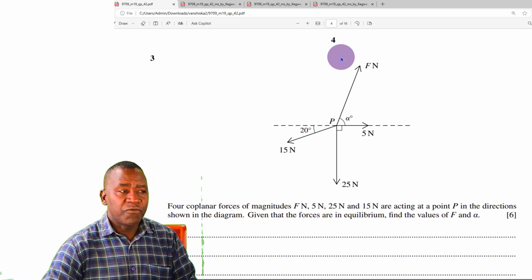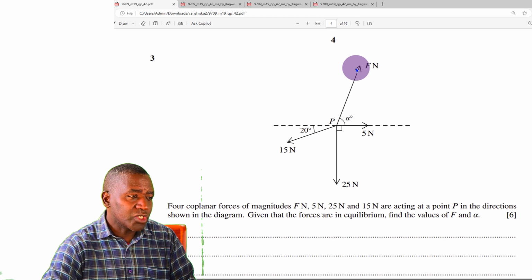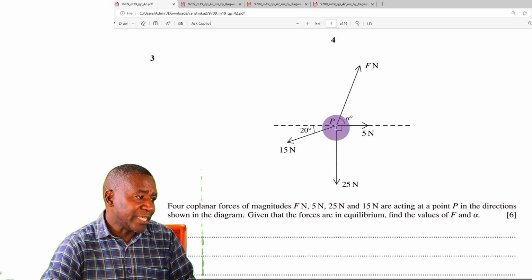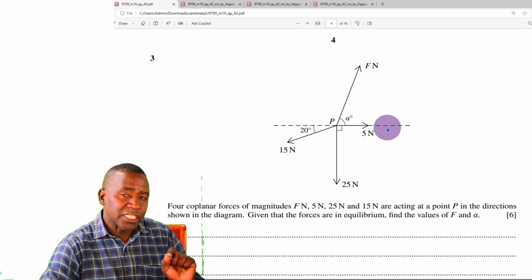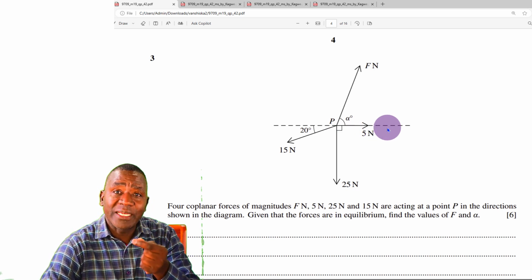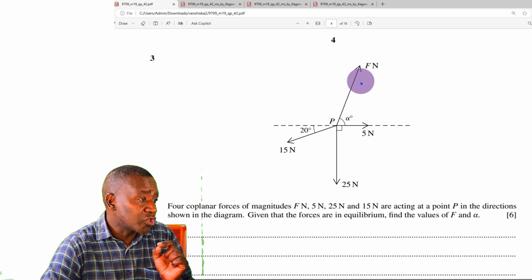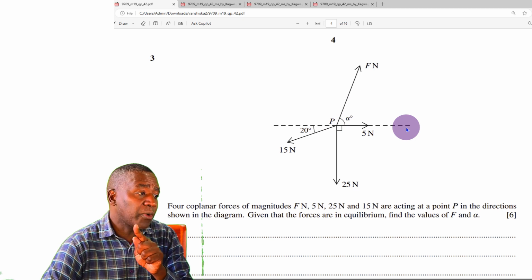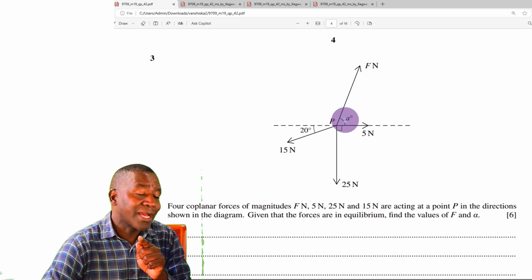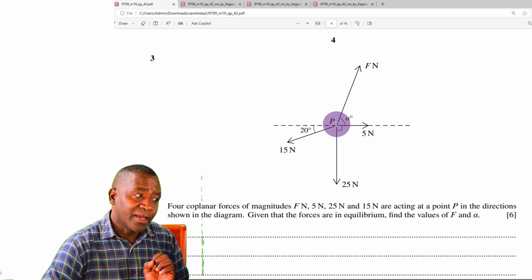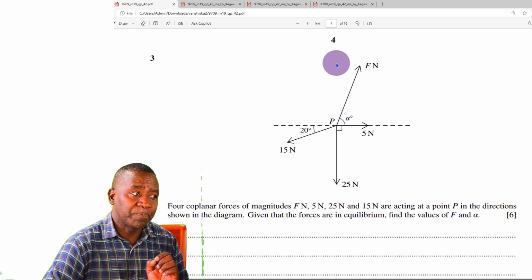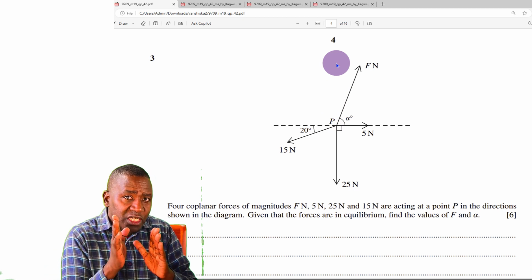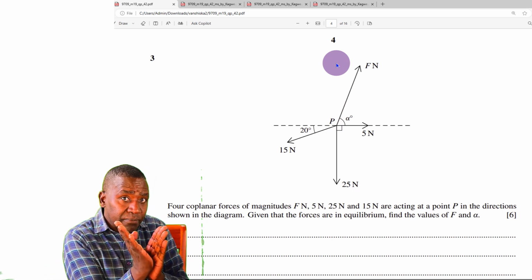Next, if you're given a vector, because a force is a vector, and you're supposed to find its component in a particular direction, that component will always take a cosine. So for example, this one will have a component in this direction, and its component will be F cos alpha. And then the other component will be perpendicular to that in this direction in such a way that the force which is being resolved is in between them.